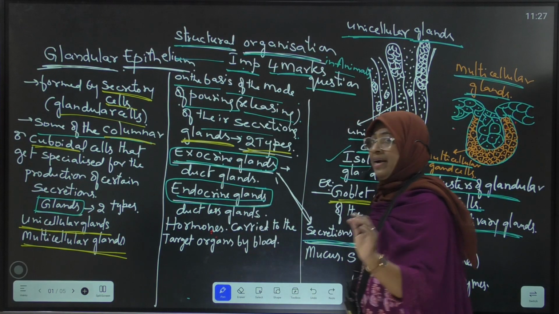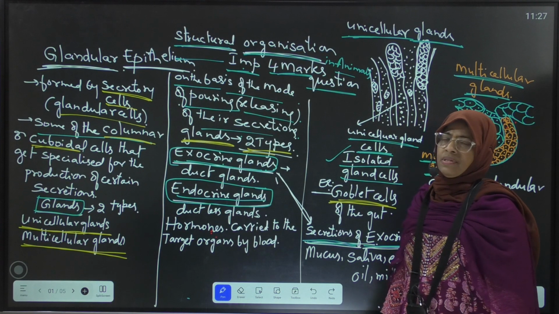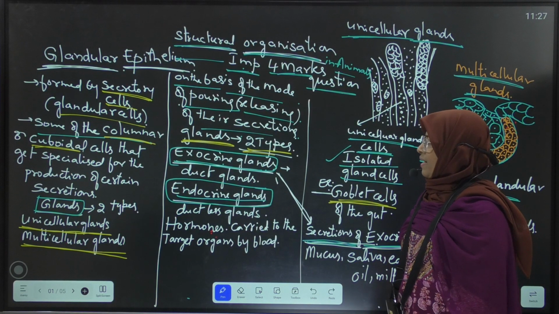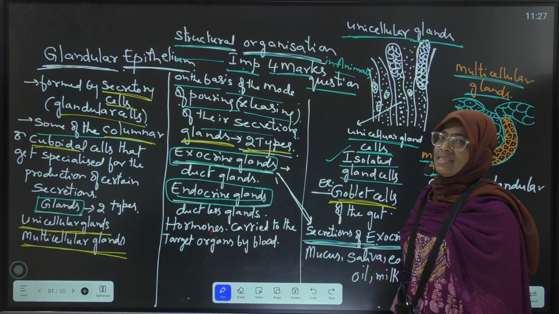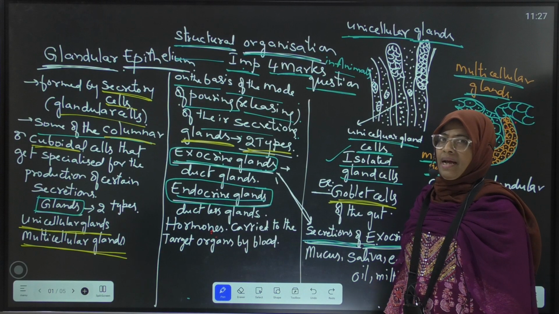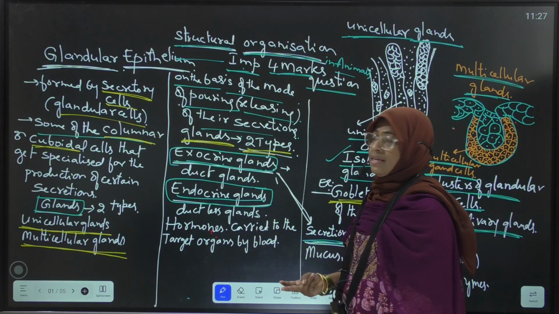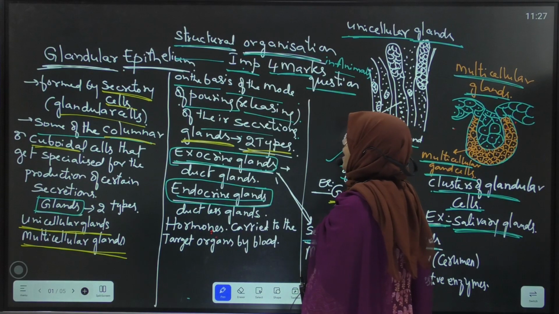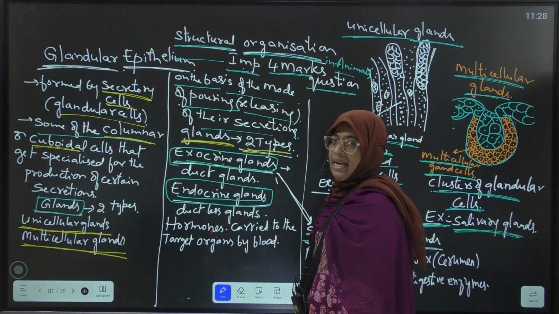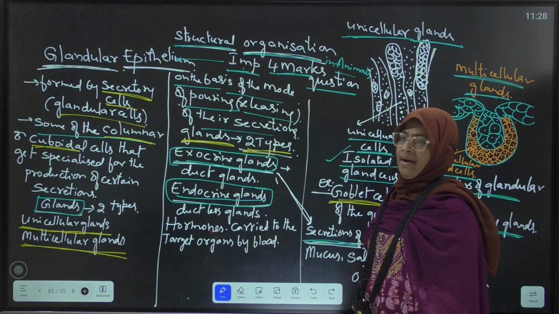Exocrine glands are provided with ducts. Can you give some examples of exocrine glands? Liver, pancreas, salivary glands. Here the pancreas is also called a mixed gland. Mixed gland means the pancreas is both exocrine and endocrine in function.